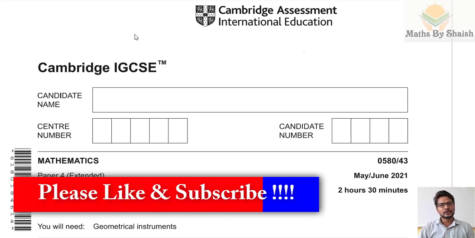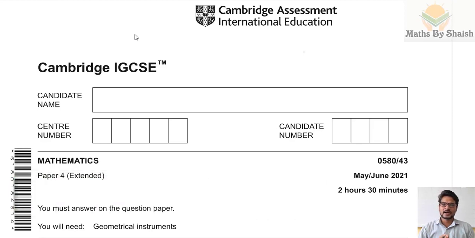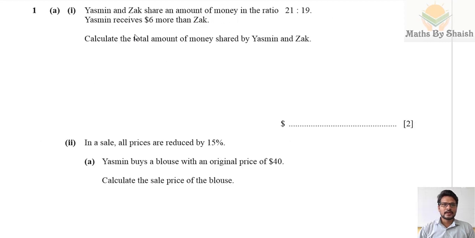Today in this video we are going to discuss the Cambridge IGCSE Mathematics Paper 4 Extended, from May-June 2021, 0580, component 4-3. So let's start with question number 1. Here's question number 1, part A, first question.